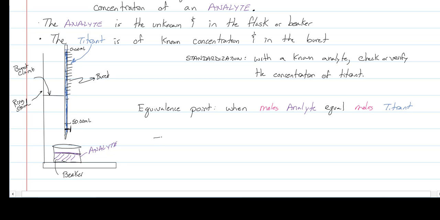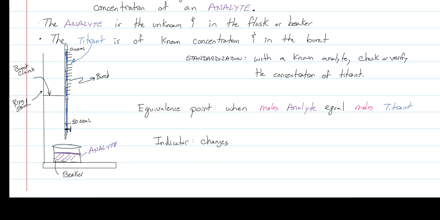That question's answered by using an indicator. The one we use in lab is phenolphthalein, because it changes color around pH 8, and that's what we want in our lab. But not every titration uses phenolphthalein. There's a bunch of them.